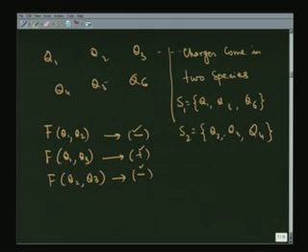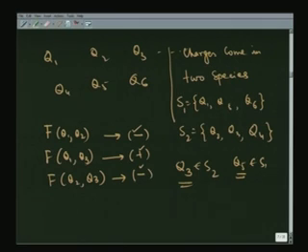But pick up any charge from the set S2 and any charge from the set S1. So let us say I pick up charge Q3 from S2 and charge Q5 from S1; Q3 and Q5 are going to attract each other. That is the statement when we say that charges come in two different species. So we need a convention in order to distinguish these two species.